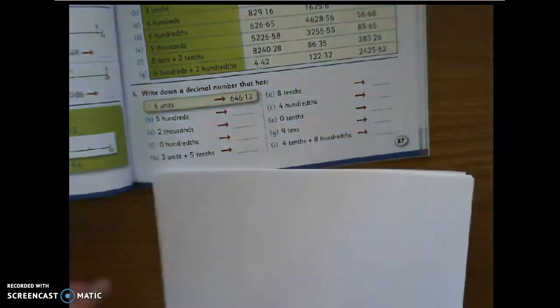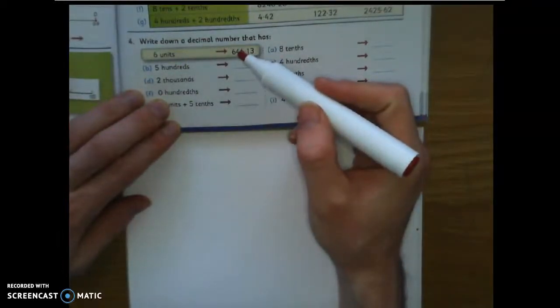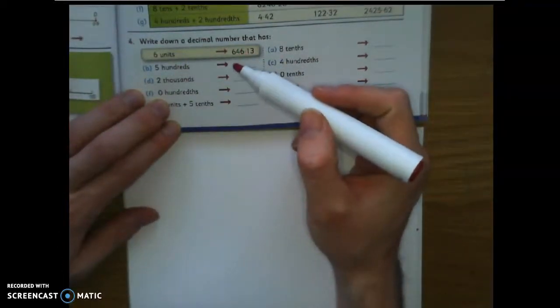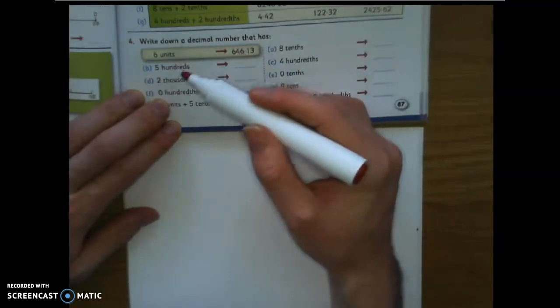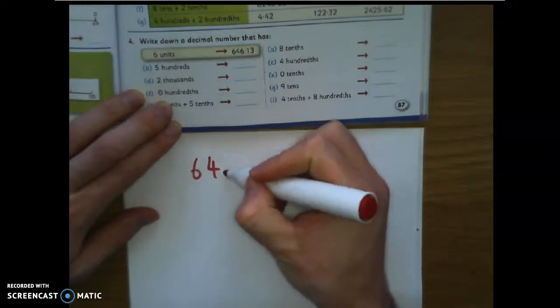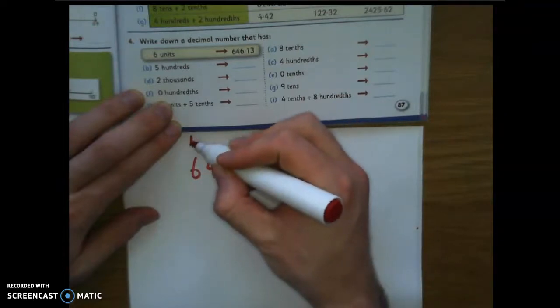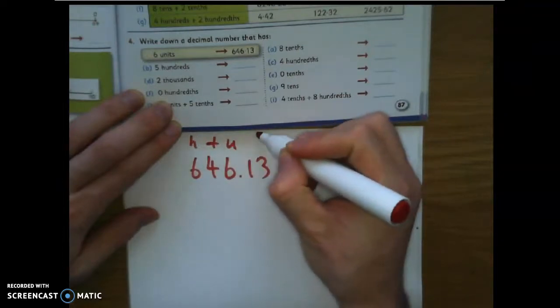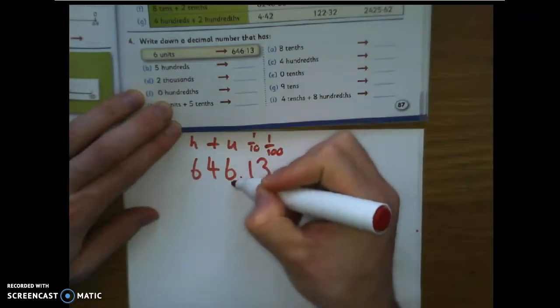First one's done for you. So write down a decimal number, so a number that has digits after the decimal point. So write down a decimal number that has 6 units. So that person just decided to do 646.13. Okay? Because look, hundreds, tens, units, tenths, hundredths. It has 6 units.